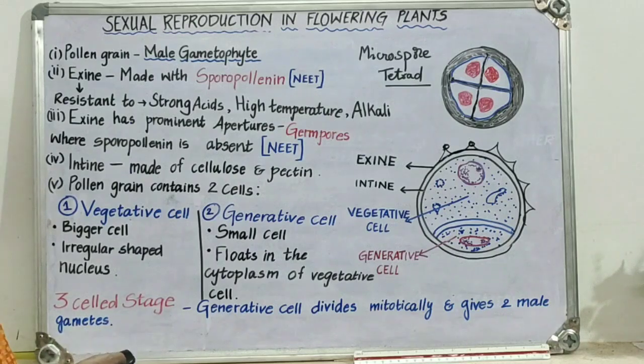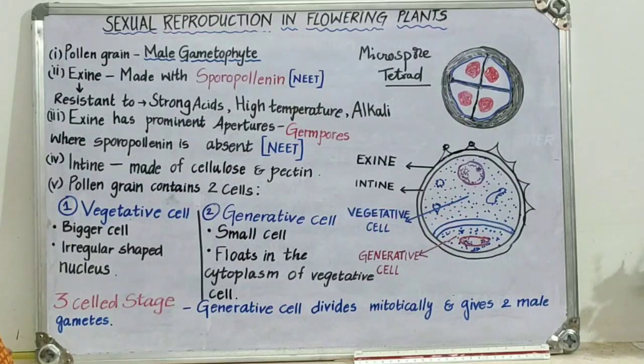Why is it called the two-celled stage? Because it comprises only a vegetative cell and a generative cell. According to the scientists, at this two-celled stage only the pollen grain is shed off. That means the anther breaks, dehiscence takes place, and later the pollen will be released, like that scientists are telling. Let it be. Then let us examine the structures of these two.